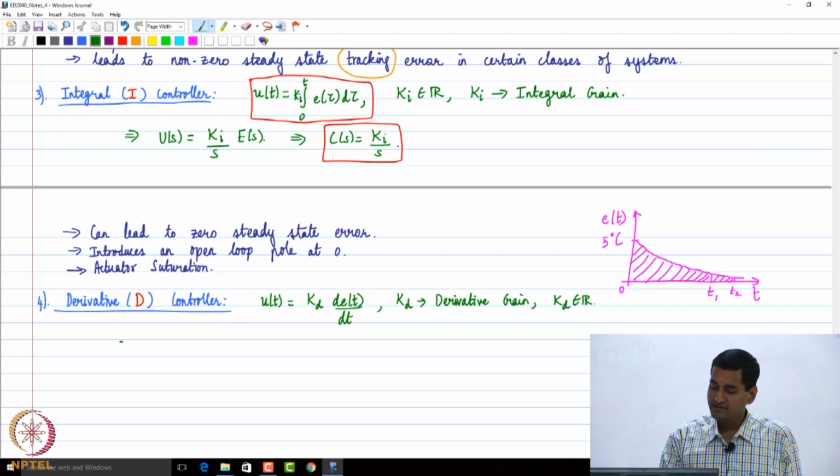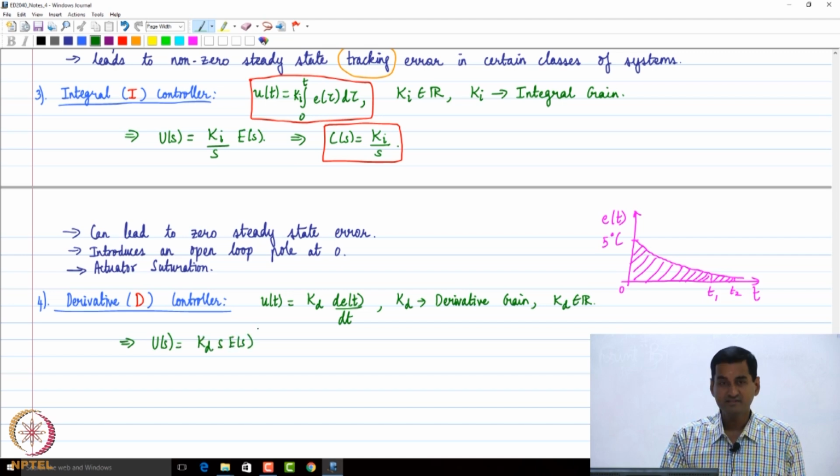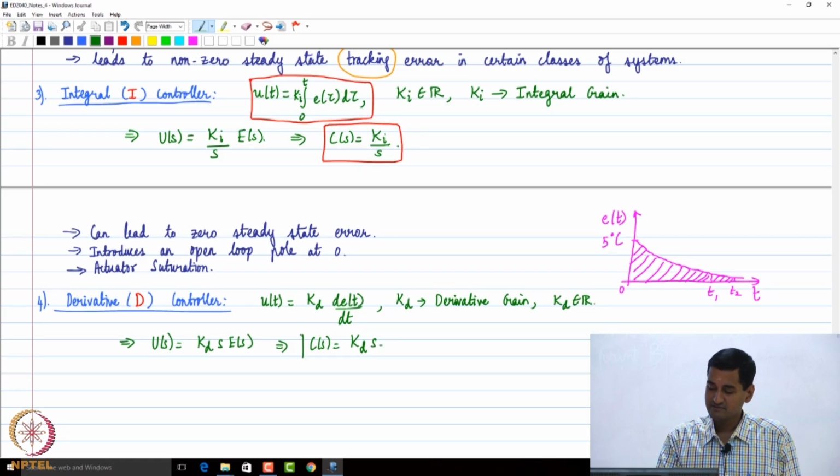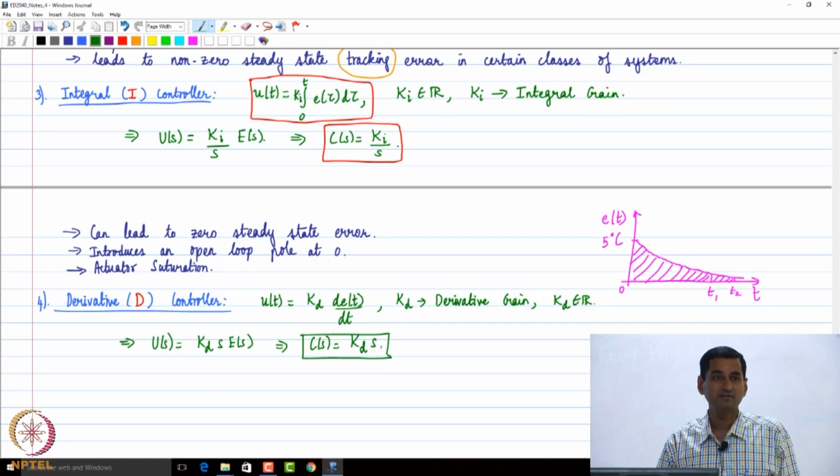If you take the Laplace transform, of course neglecting the initial conditions, then what will we get? We will get, yes, the controller transfer function becomes Kd times s. So the controller transfer function is Kd s.